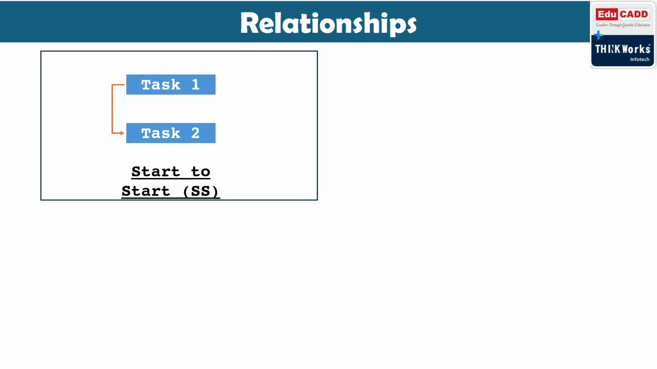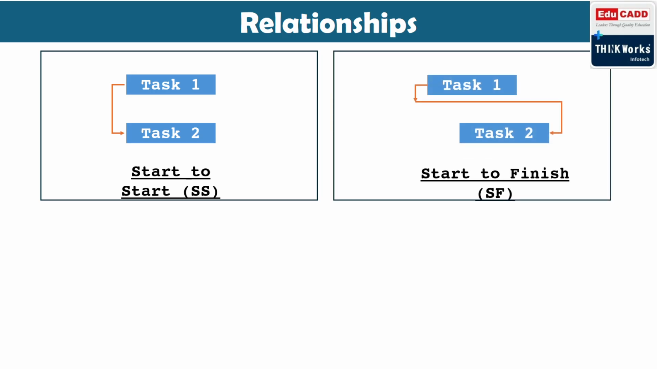So the first one is start to start. It means we will be doing parallel activities. One activity is started and parallelly we will start the second activity. Maybe one activity is started, and after 10 days of starting this activity, we will start the second activity. In that situation, we will give this link, start to start, 10 days. So after 10 days of starting one activity, we will be doing the second activity. So next is start to finish. Yes. So this is one type of relationship.